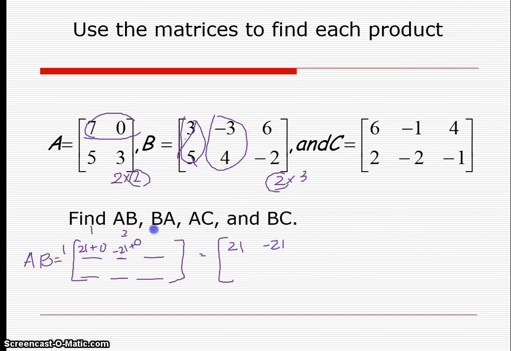First row, third column, I use the first row. In the third column, 7 times 6 is 42. 0 times negative 2 is 0, so I get 42. Go ahead and pause it and try it on your own for the second row.